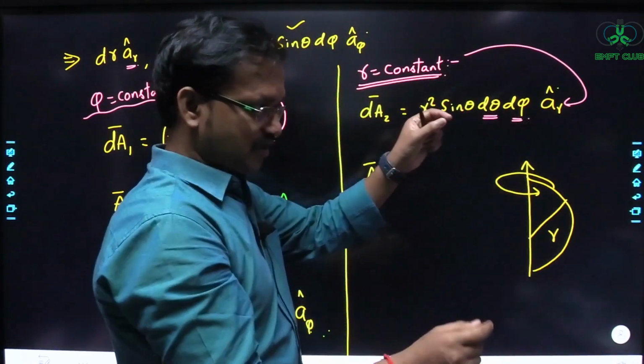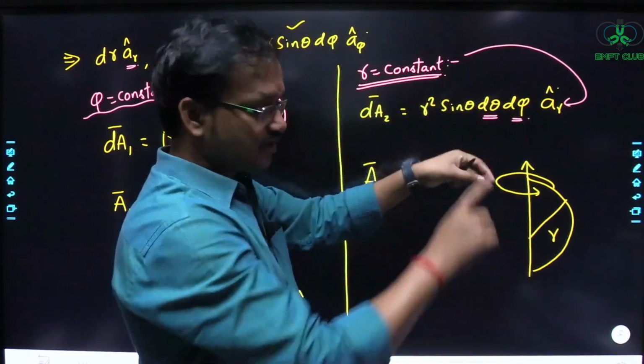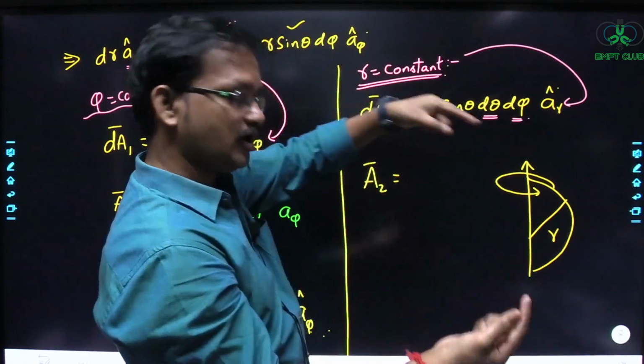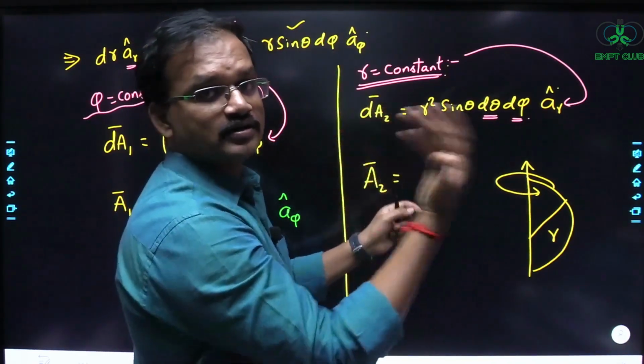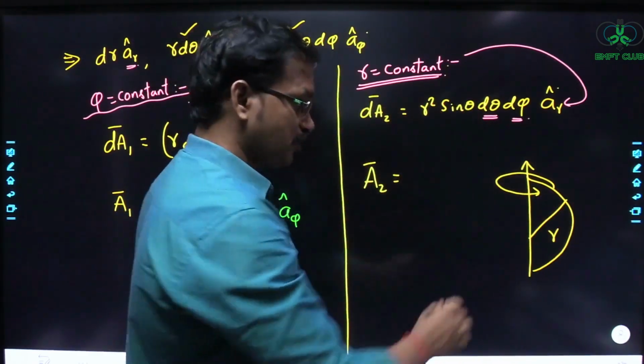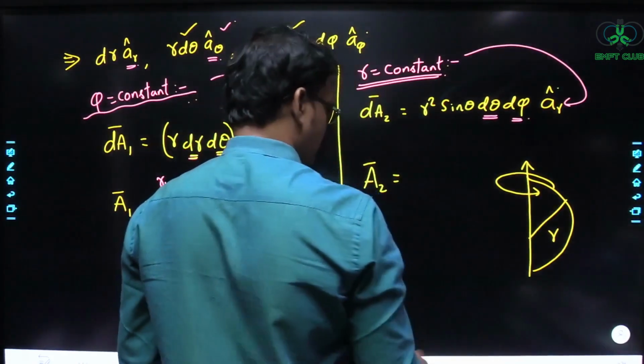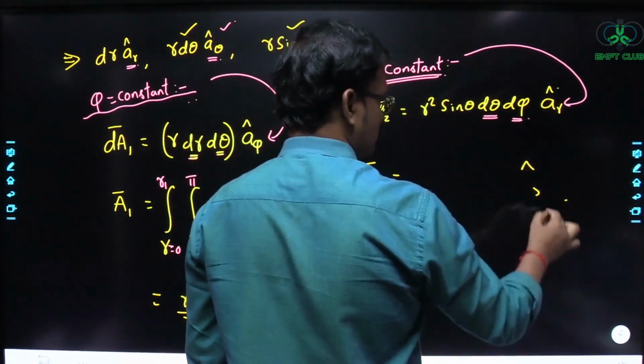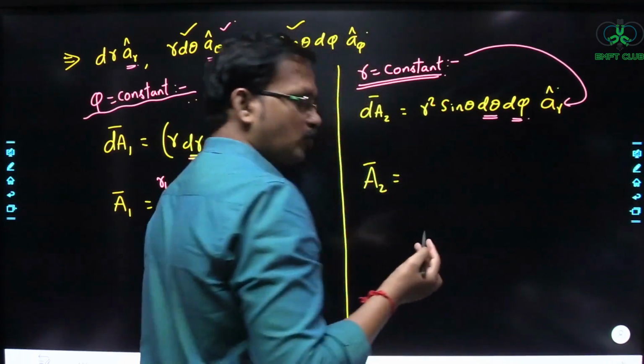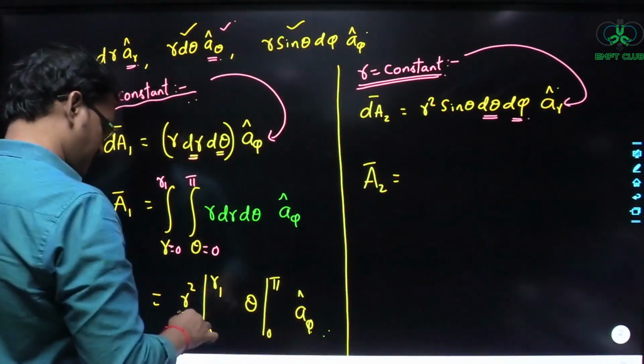Take the semicircle and rotate it. Take the perimeter of the semicircle and rotate it. You are going to get what? You are going to get the surface area of a sphere. So here r is fixed. What is varying here? Only theta and phi. So you have to get the surface area of a sphere, right?